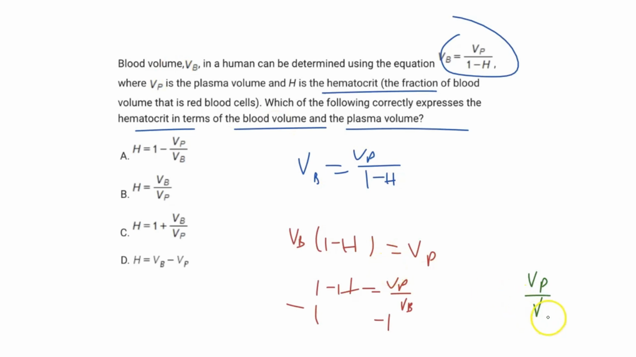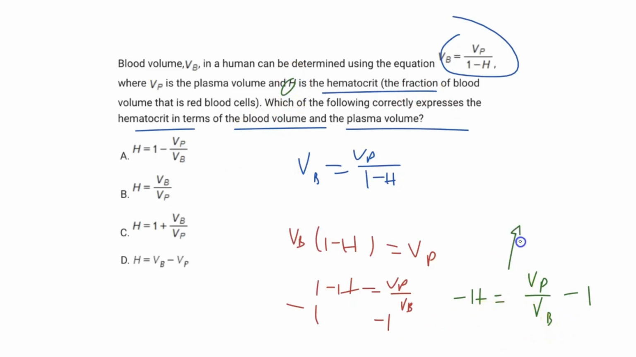Okay, this is starting to get bad. VB, and then we're going to subtract 1. And that's going to be equal to negative H, right? We want this in terms of positive H, not negative H. So we're going to divide both sides by negative 1.